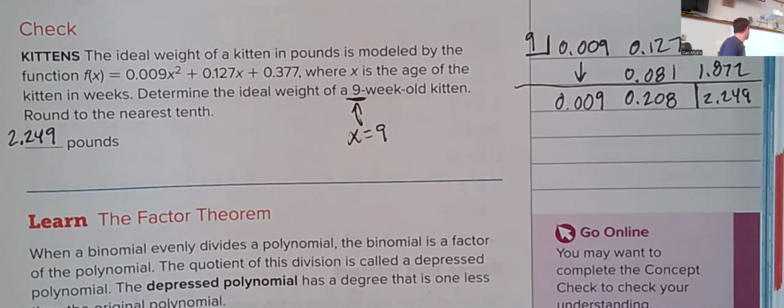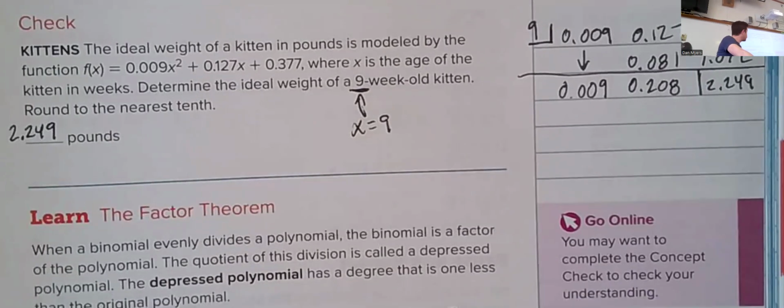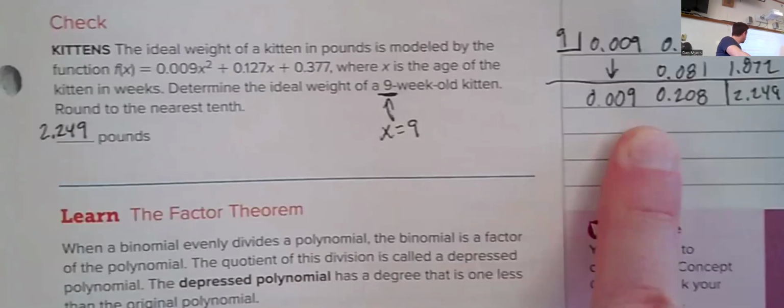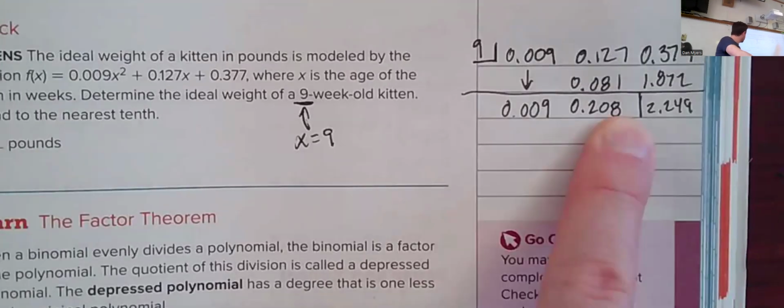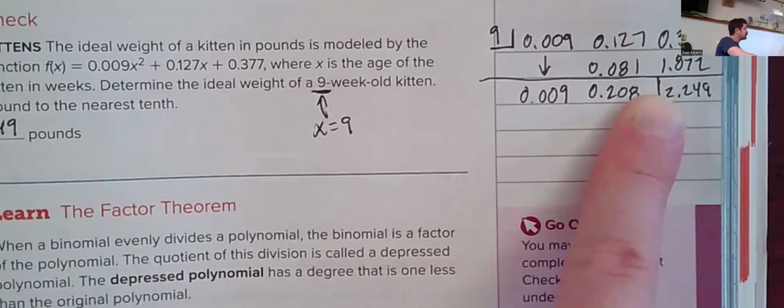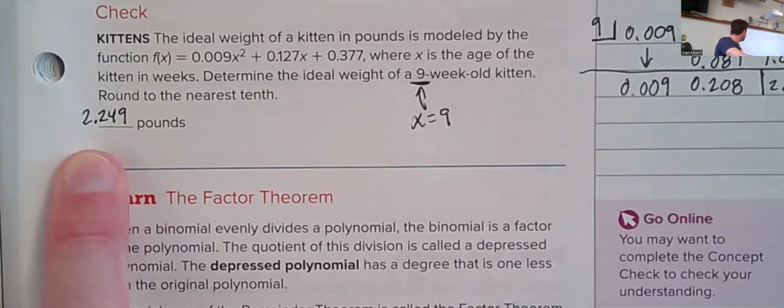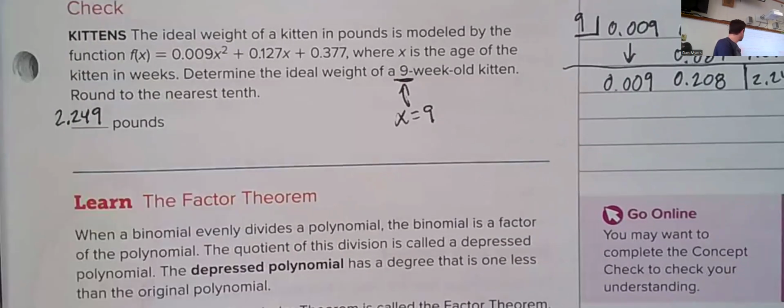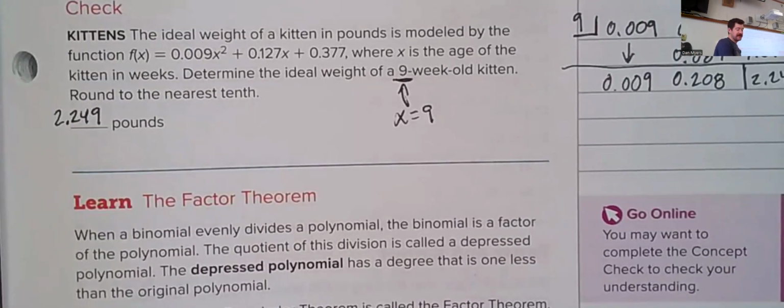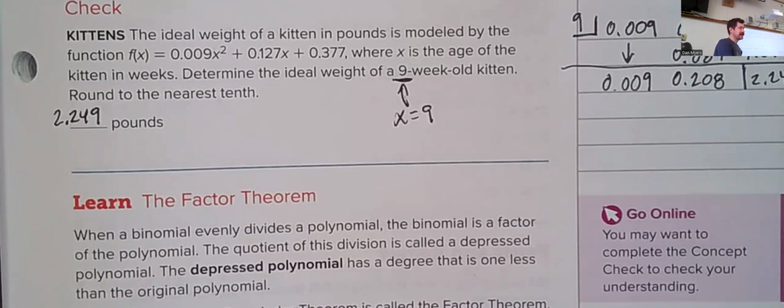So, yeah, you're welcome. All right, so here's the work over here. And then using synthetic division, we end up with 2.249. So after 9 weeks, you would expect the ideal weight of a kitten to be about 2.249 pounds. It's a very specific number. Kittens, I guess, are very small, even after 9 weeks. 2 pounds is not much.